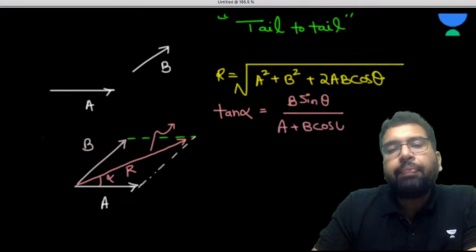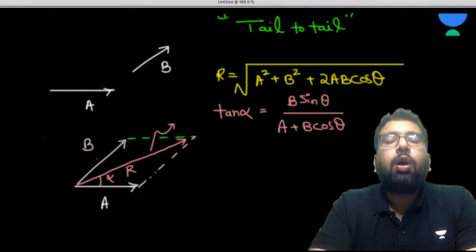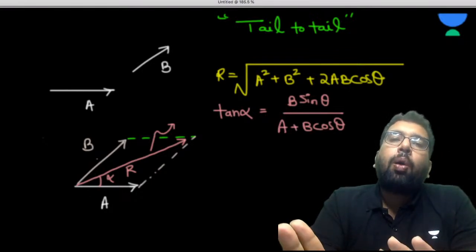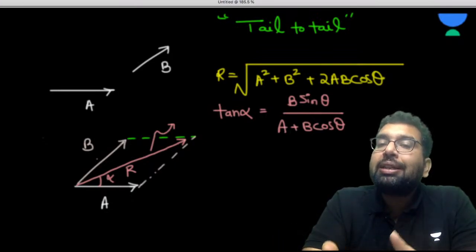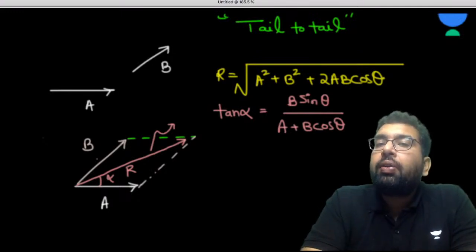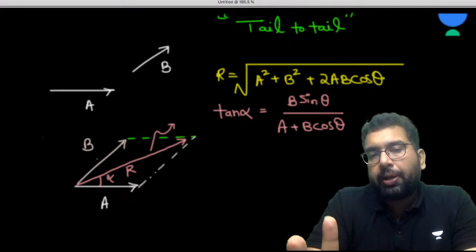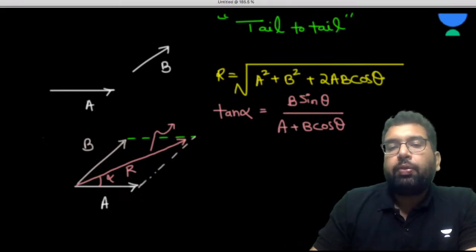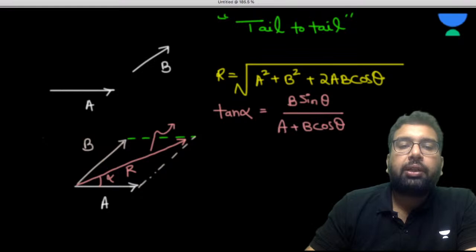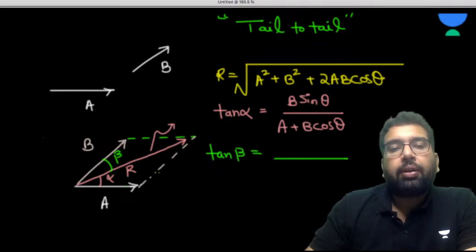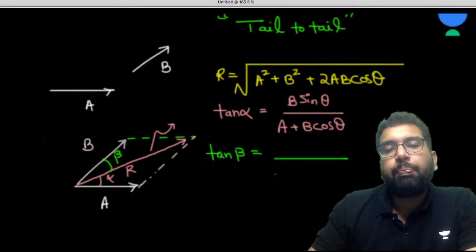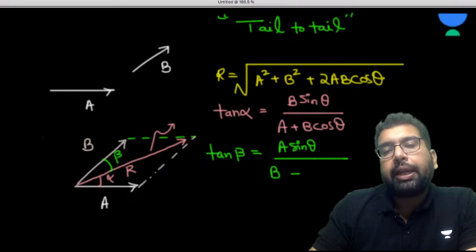So there is a pattern. If you are seeing the angle of the resultant from a vector, you are going to keep that vector alone in the denominator and you are going to use the sine and cos with the other vector in both numerator and denominator. So this way you can memorize it. Let's suppose this is beta. How are you going to write tan beta? Same pattern. This beta it makes with the b vector. So when you are writing with the b vector, keep b alone. Then it is going to be a sine theta upon b plus a cos theta.